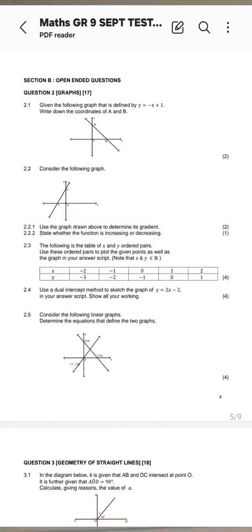Okay, guys, with the remaining few minutes of this live, I'm just going to look at these. I'm not going to really do them, but if you look at 2.1, it says given the following graph defined by y equals negative x plus 1, write down the coordinates of A and B. Hopefully we know what it means when they say write down the coordinates of A and B. Look at A. Where is A?